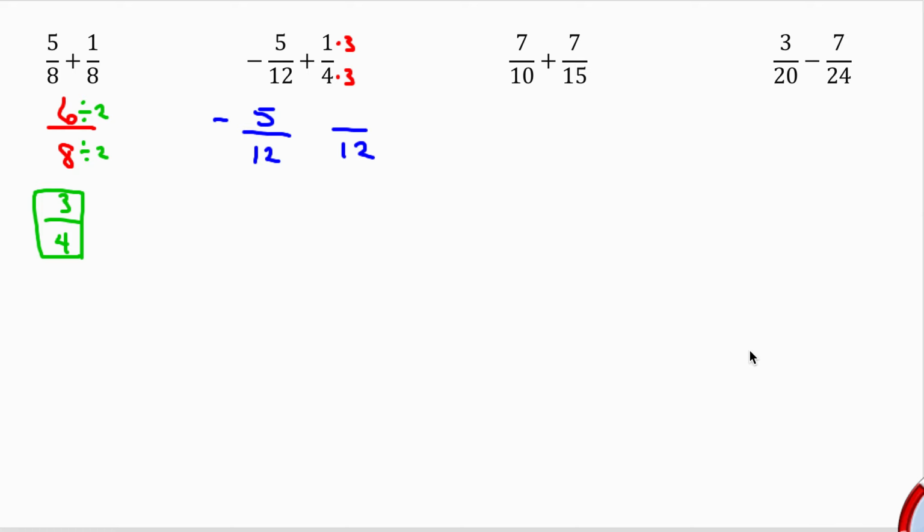times 3 is 3. All right, now once the denominator is the same, that's just what it is in the answer. And I add and subtract the numerators. The signs are different, means minus. 5 minus 3 is 2. Keep the sign in front of the biggest number. Now, both of these are divisible by 2. 2 divided by 2 is 1. 12 divided by 2 is 6.